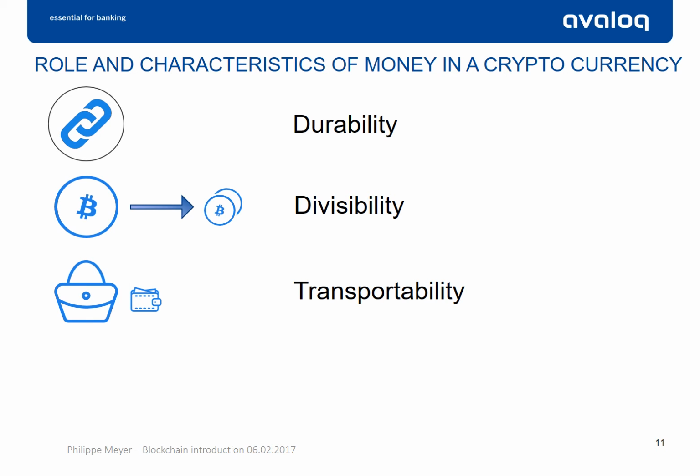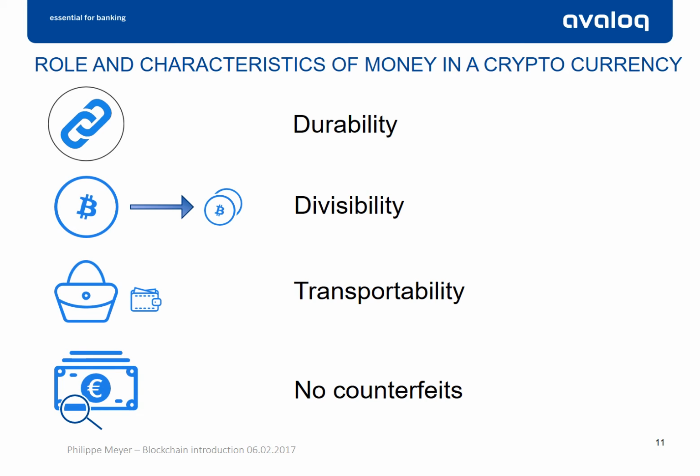Transportability. Being electronic by nature, coins are transportable from one wallet to another. No counterfeits. This is the main problem for electronic currencies. By nature, a digital piece of information can be copied infinitely without alteration. This is the double spending problem, which is solved again by cryptography.